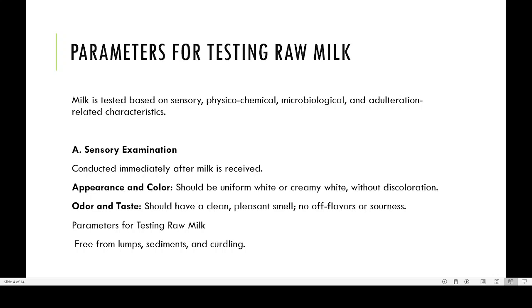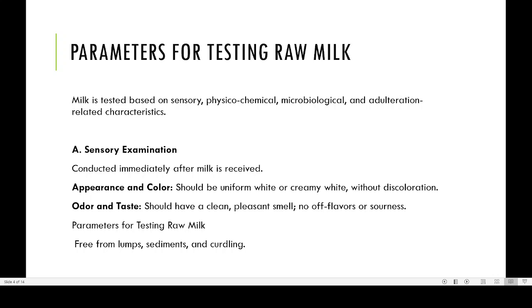This is conducted immediately after the milk is received. So for example, from appearance alone, we can say that the milk should be uniform white or creamy white. That is one important thing about the quality of the milk, without any kind of discoloration. Even a slight discoloration may be indicating that milk may be contaminated or may not be fresh. For an expert person who is usually dealing with the milk, they can immediately sense that this milk is not of proper quality.